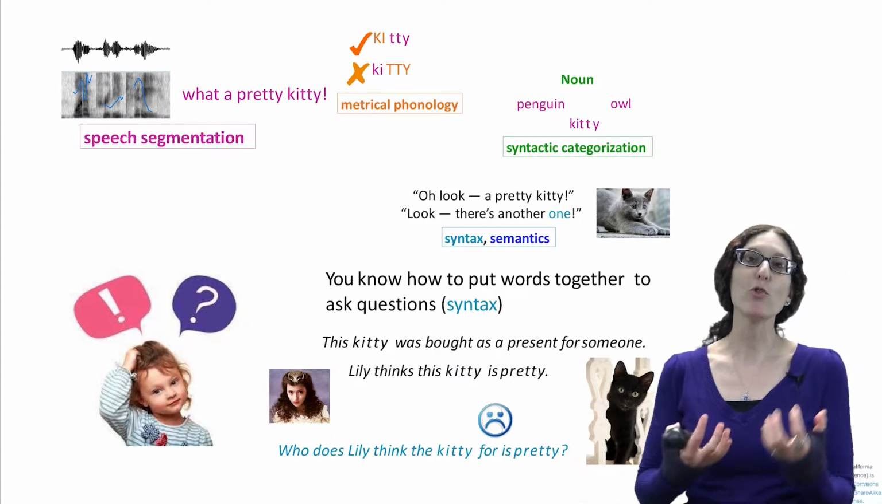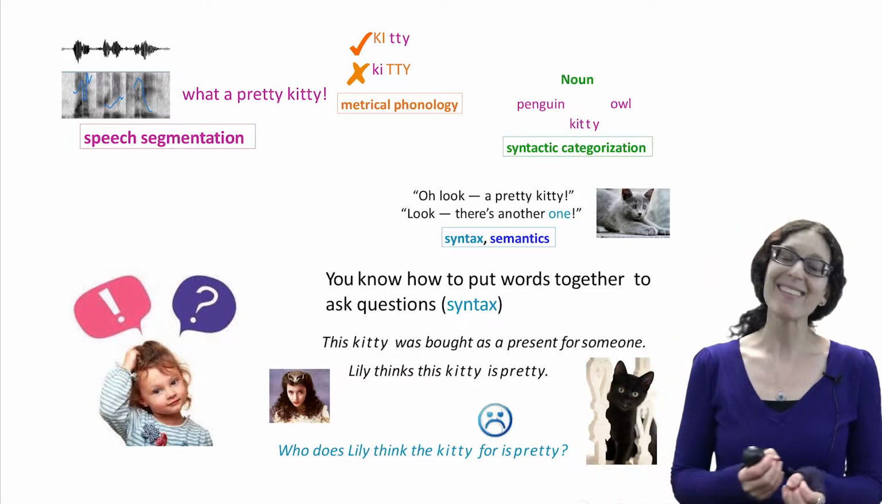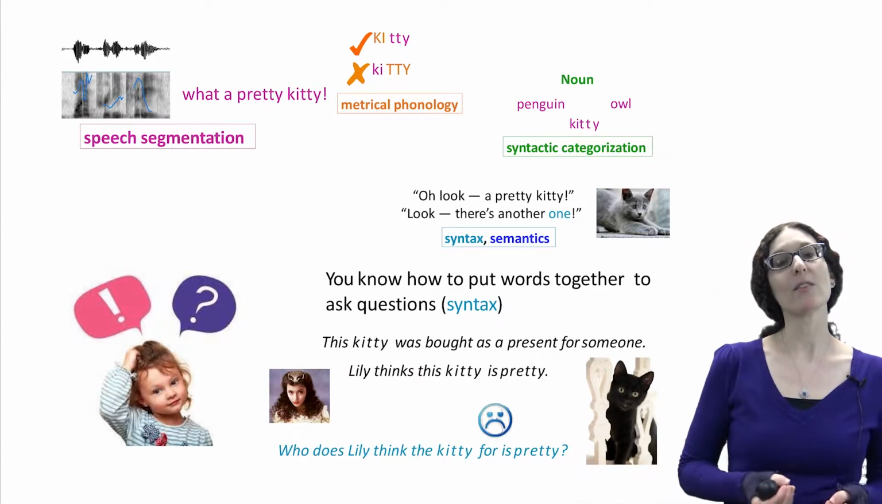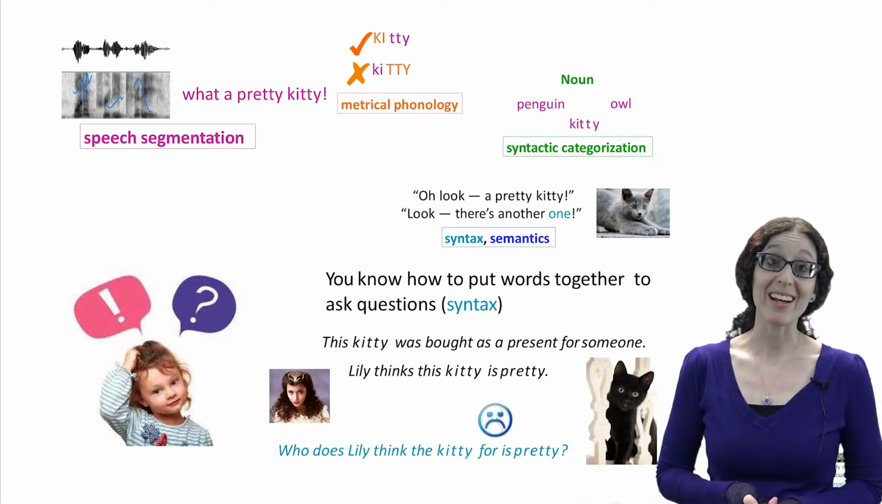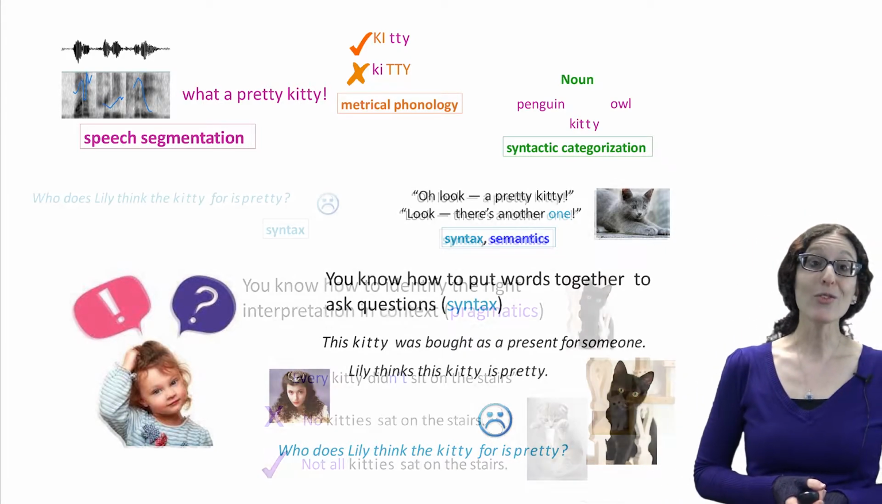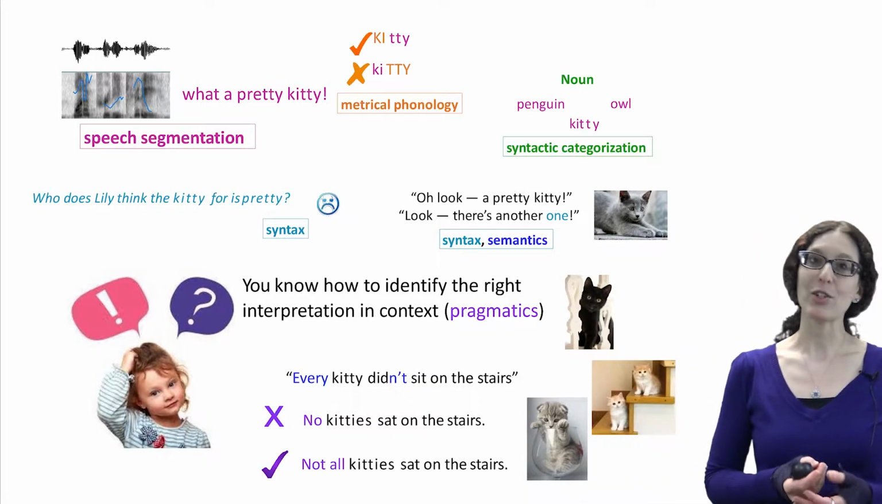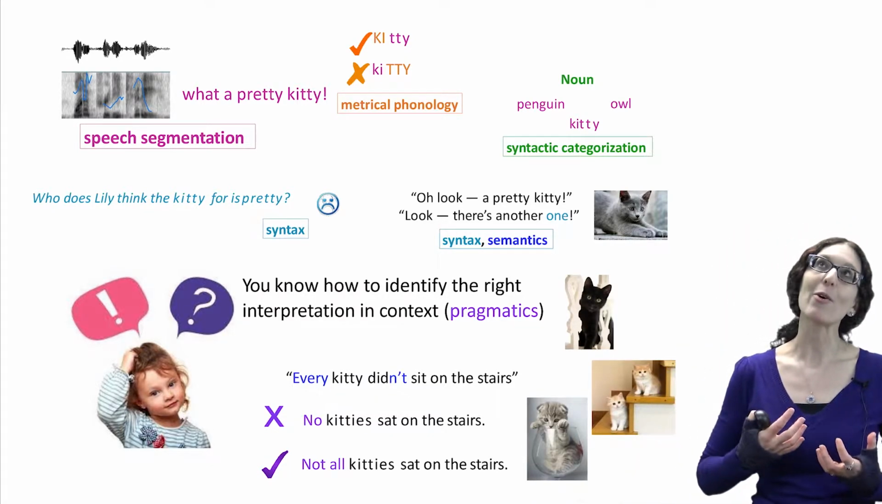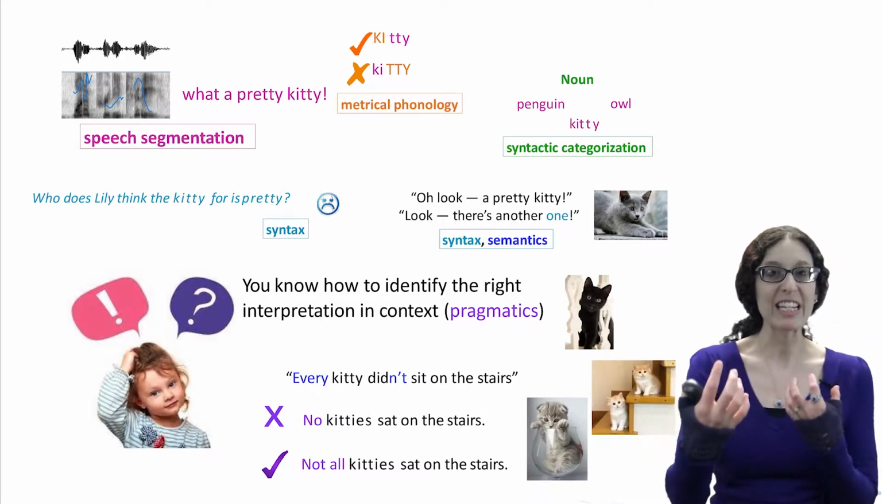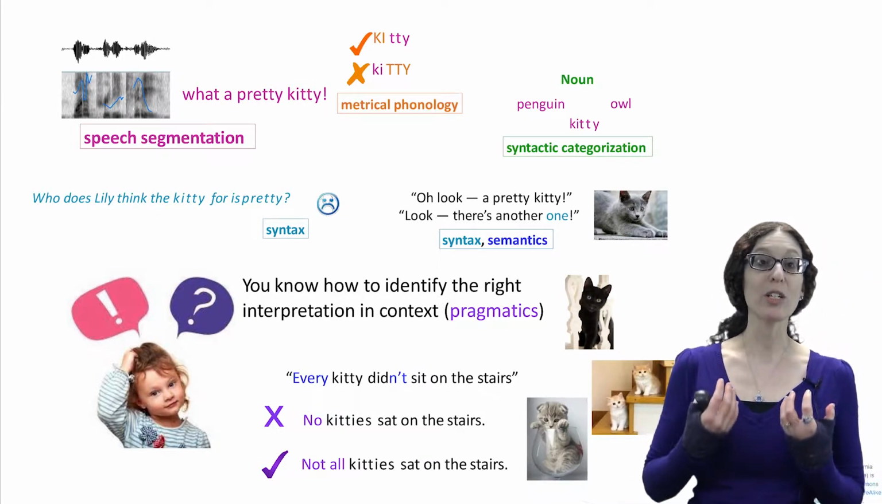But given this situation, you know what you would want to ask. You cannot ask it that way. That's because of your knowledge of how to put words together to ask questions, which is your knowledge of syntax. You also know how to identify the right interpretation in context using your knowledge of pragmatics. So that's really about how we use language in conversation with each other to communicate.